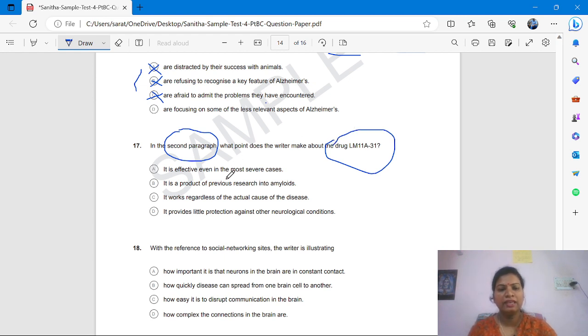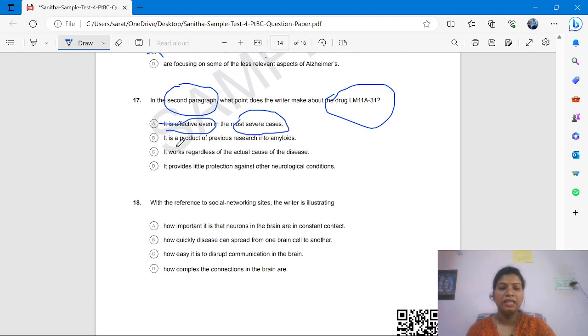It is effective even in the most severe cases. It is a product of previous research into amyloids.